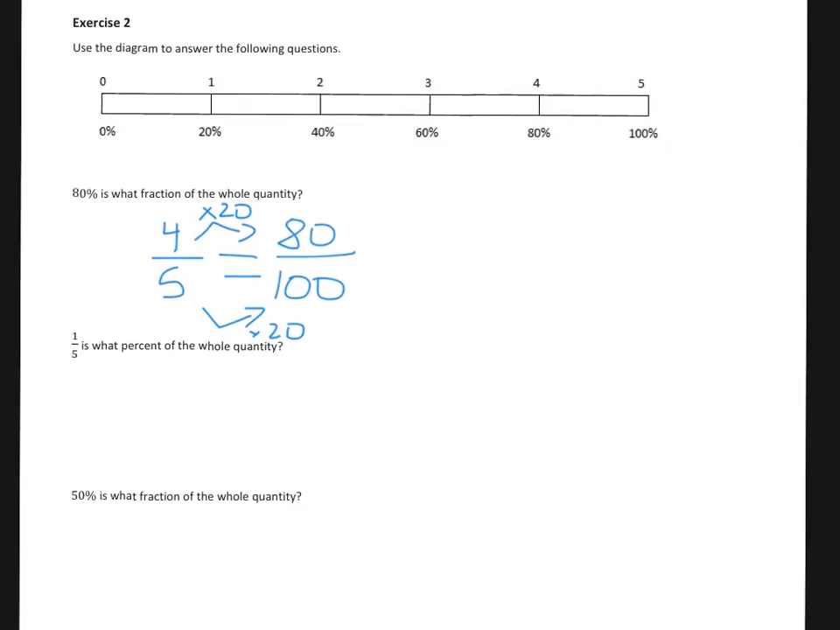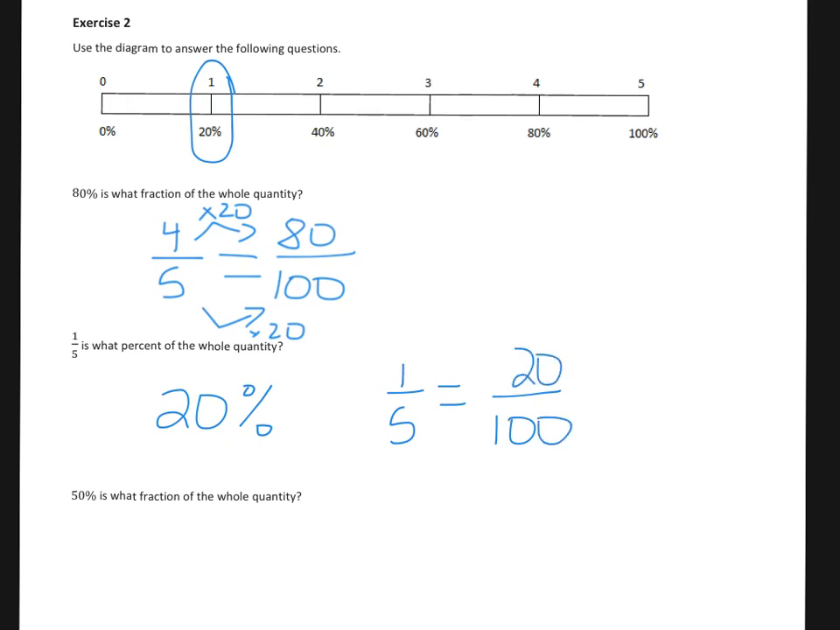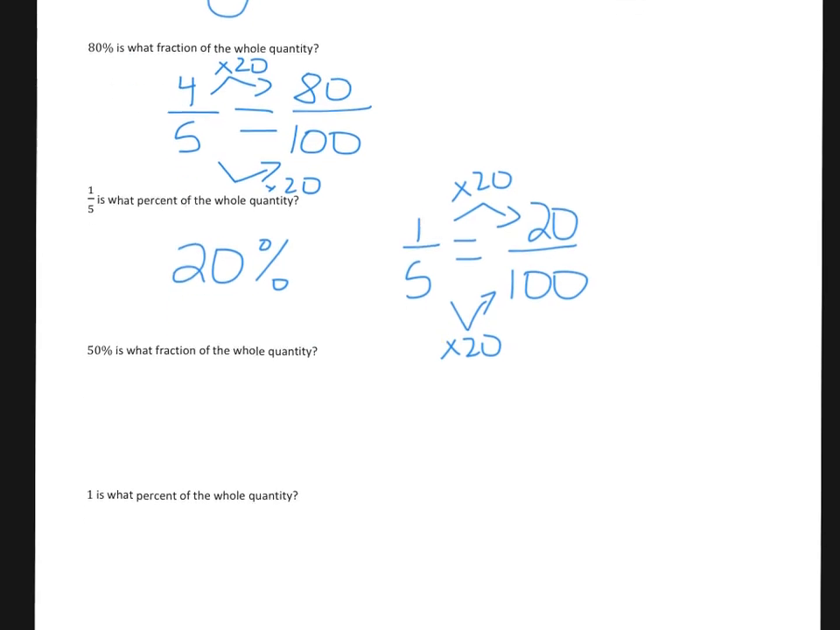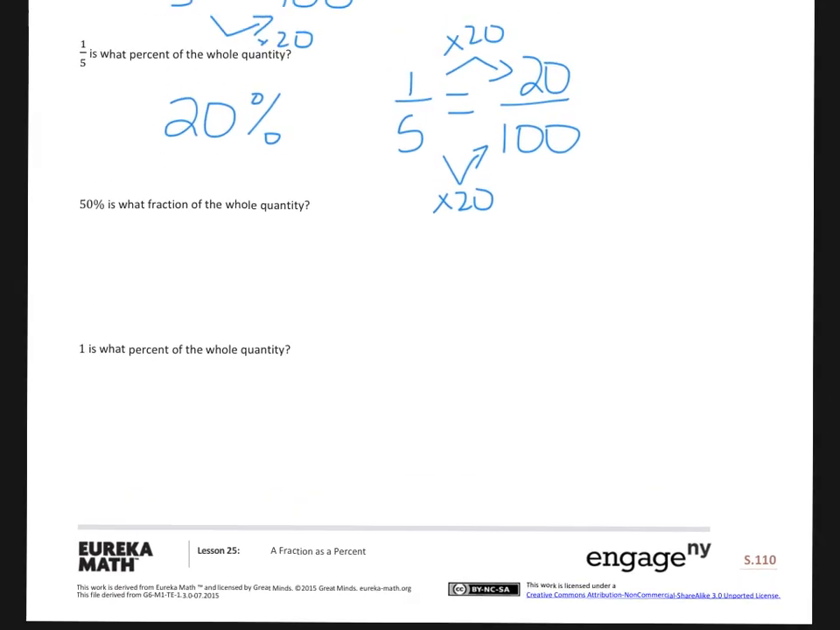1/5 is what percent? So this would be where 1/5 is, right? And so I would just write 20%. And that makes sense because 1/5 is equivalent to how many hundredths? Yep, 20. So that was times 20, and this is times 20. And then lastly, we have 50%. Oh, not lastly, we have 2 more.